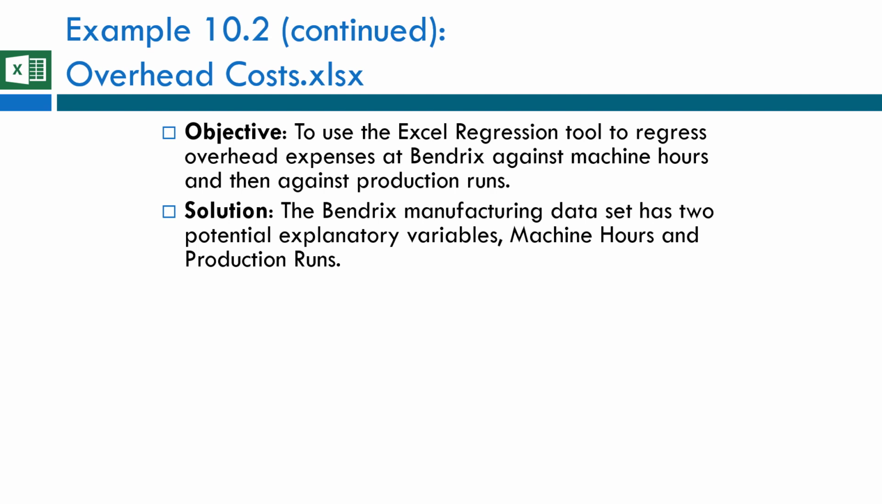The first example we're going to look at is example 10.2, overhead costs. The objective of this particular question is to use Excel regression to regress overhead expenses at a company called Bendrix against both machine hours and production runs. We're going to look at whether machine hours on their own, production runs on their own, or even the combined effect of both machine hours and production runs do a good job of explaining the data, that is, the overhead expenses at Bendrix. So we have two potential explanatory variables, machine hours and production runs.